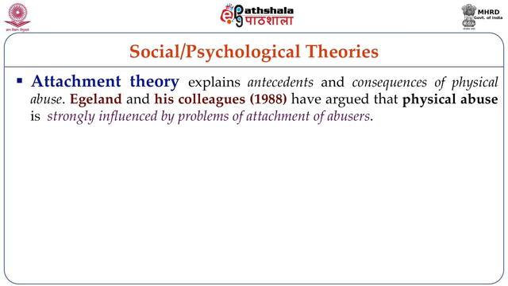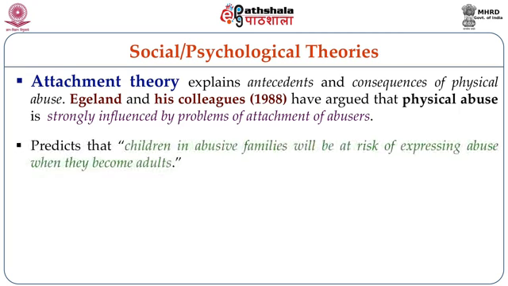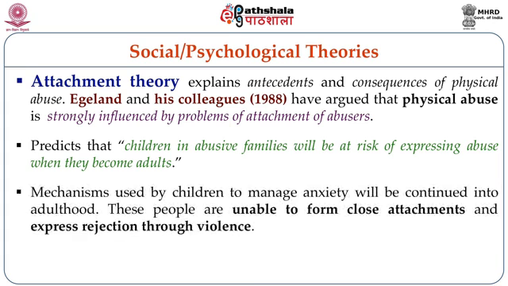The attachment theory tries to explain the antecedents and consequences of physical abuse. So, Aschent and his colleagues have argued that physical abuse is strongly influenced by problems of attachment of abusers. It's talking about the fact that children who grow up in abusive families may be at risk of expressing abuse when they become adults. They say mechanisms used by children to manage anxiety will be continued into adulthood, and these people may be unable to form close attachments and express rejection through violence.